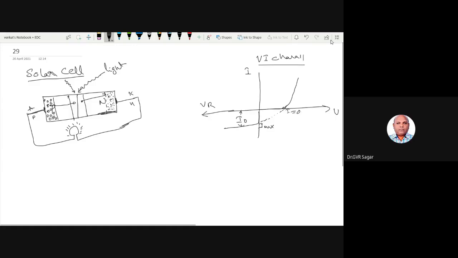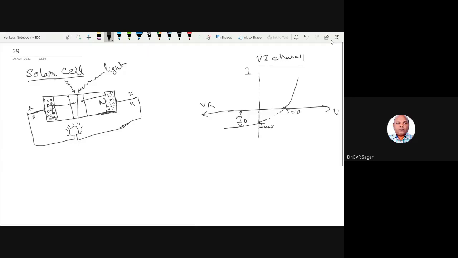When does I maximum occur? When more and more electrons and holes are accumulated on one side, the maximum current is generated, right? So more and more light falls on this junction region, more electron-hole pairs are generated, and they are separated and move across like this. The electrons move like this and fill the holes. So the maximum current is generated at this point, right?